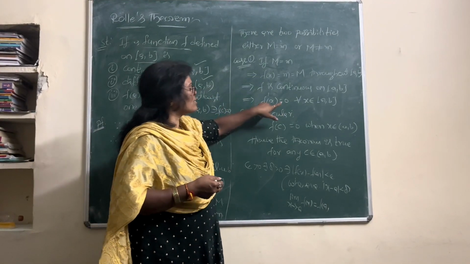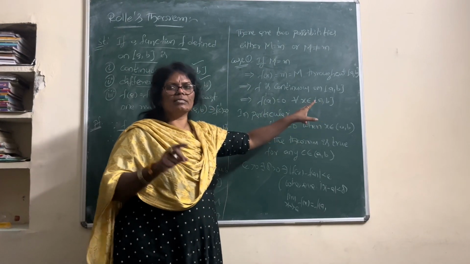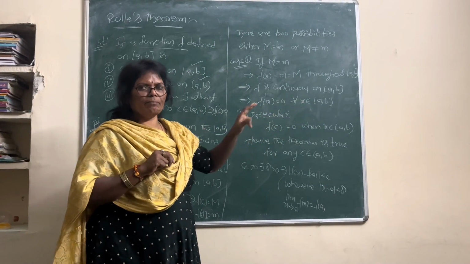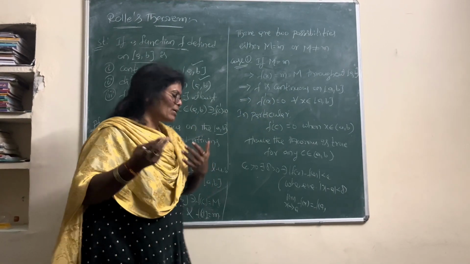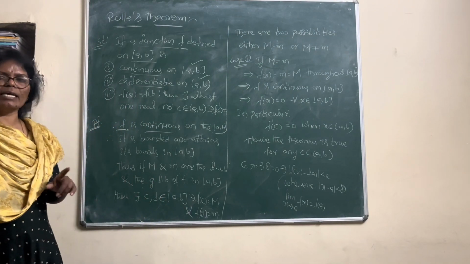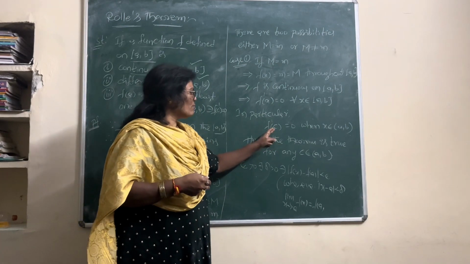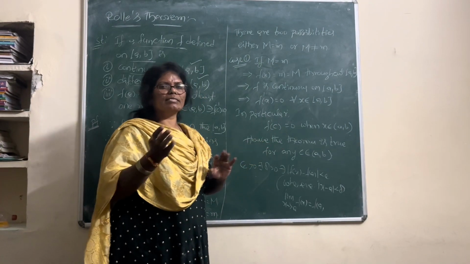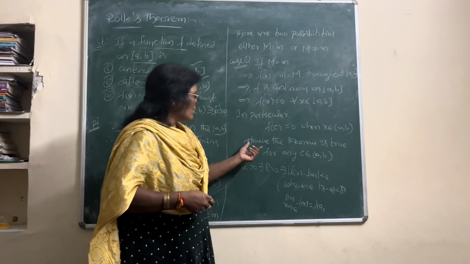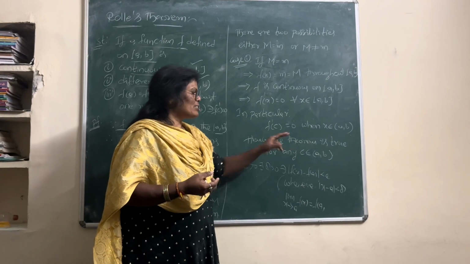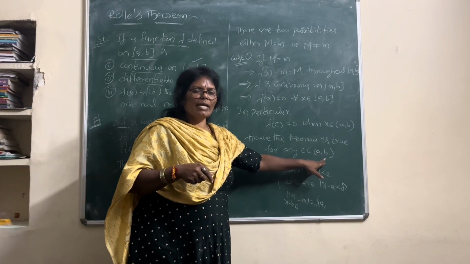So f'(x) should be equal to 0 whenever x is in the closed interval [a, b]. In particular, instead of x we can take c, because here we are taking the real numbers c and d. So I am taking one of the real numbers, c. So f'(c) is equal to 0 when x lies in the open interval (a, b). And hence we can say this theorem is true for some real value c belonging to the open interval (a, b).